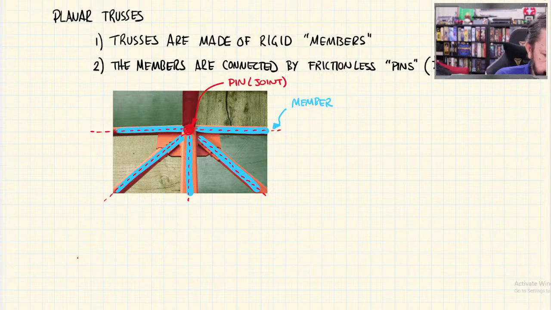Our third rule is that external forces, so these trusses have to hold things up. They're a roof, or they're a bridge, or they're a crane, or they're holding up lights, or whatever they're going to do. All the external forces on a truss are applied only at the joints.